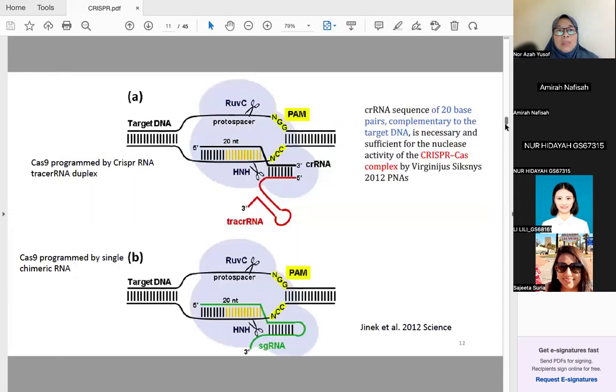There are a few terms that you have to read some more. As I mentioned, this is your assignment, so I'm not going to tell you everything, but of course I don't know everything. I'm also still learning. So the term protospacer, the term PAM, tracer RNA, guide RNA. This is something that you have to search for.